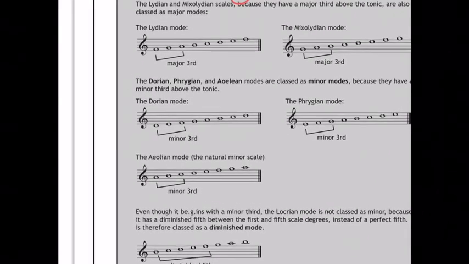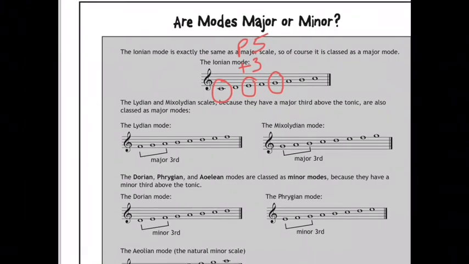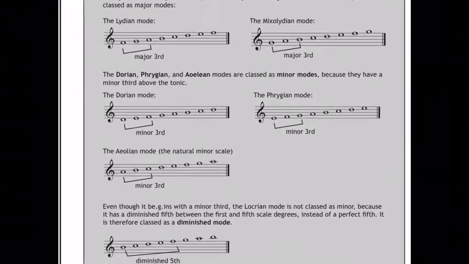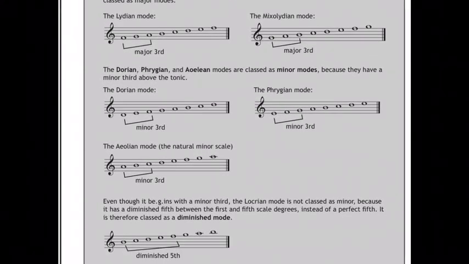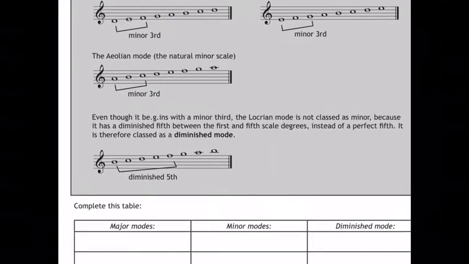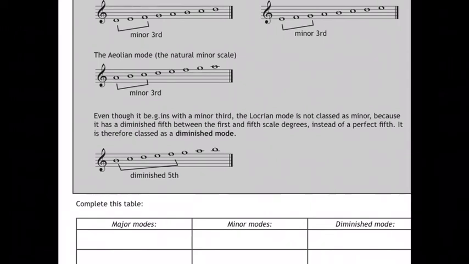The modes that are built on scale degrees 1, 4, and 5, Ionian, Lydian, Mixolydian, are your major modes. The modes built on scale degrees 2, 3, and 6, just like the triads, are the minor modes. And then the one built on scale degree 7, even though it begins with a minor third, the Locrian mode is not classified as minor because it has a diminished fifth between the first and fifth scale degrees instead of a perfect fifth. It is therefore classified as a diminished mode. It's the weirdo, it's the oddball, it's the ugly duckling.